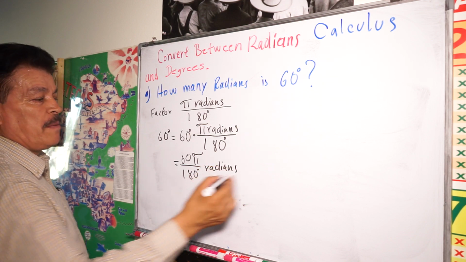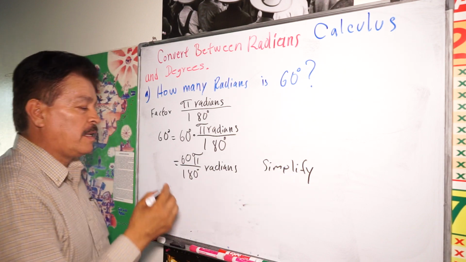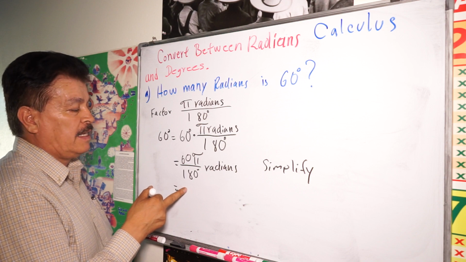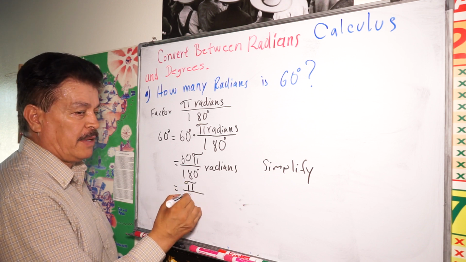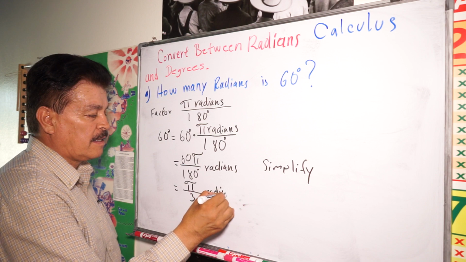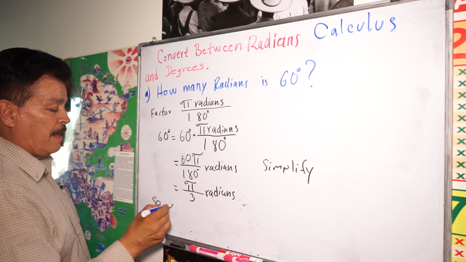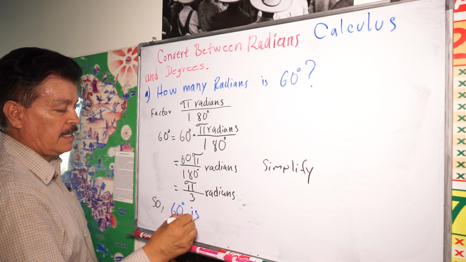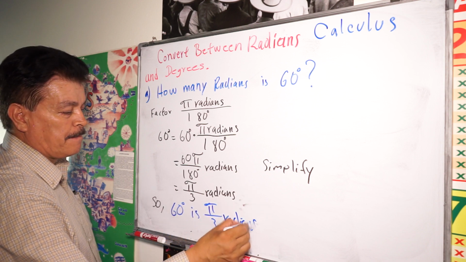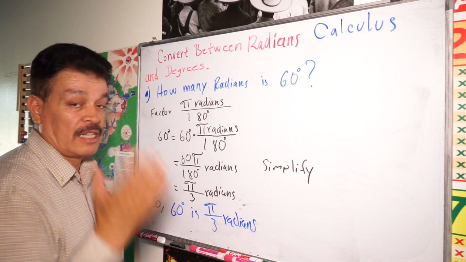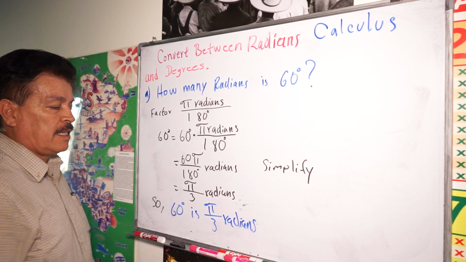You simplify your problem. When you simplify, 60 over 180 is one third, so we're going to have pi divided by 3 radians. So our answer: 60 degrees is pi over 3 radians. All right? This is our answer. Simple, no? Very easy. Let's try to solve another one. Check the answer.